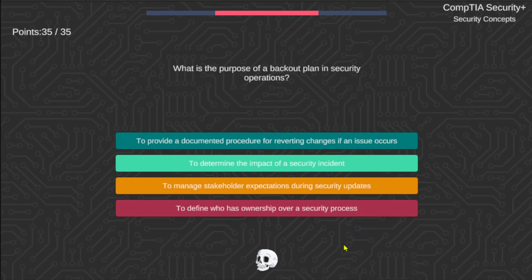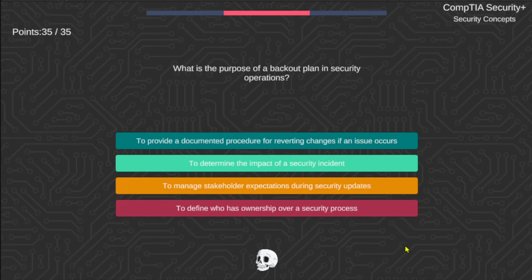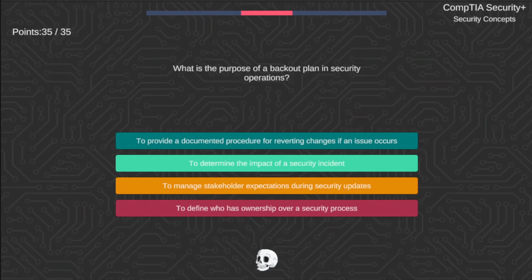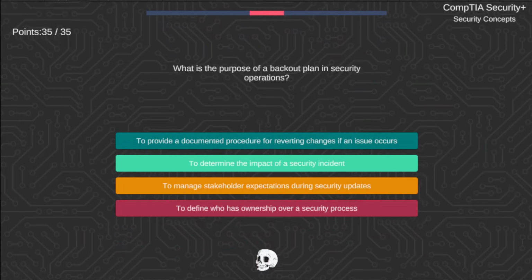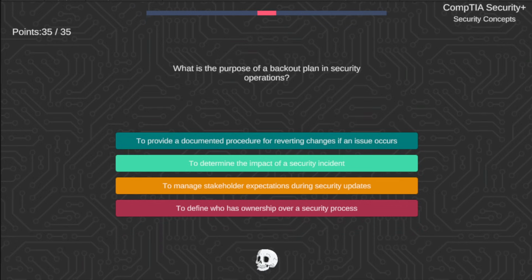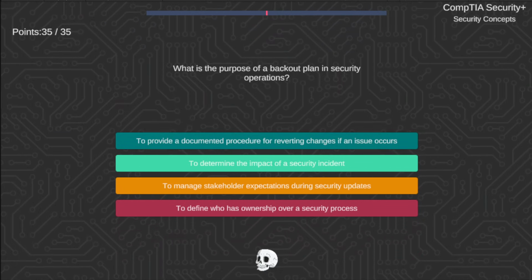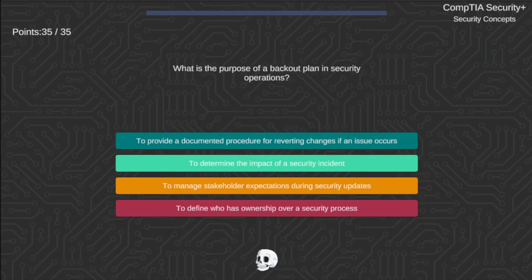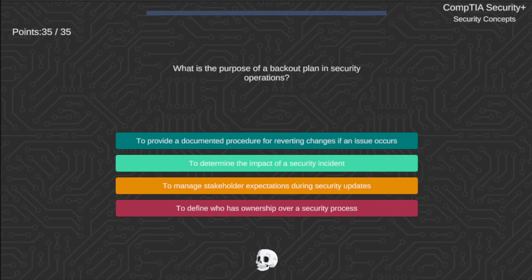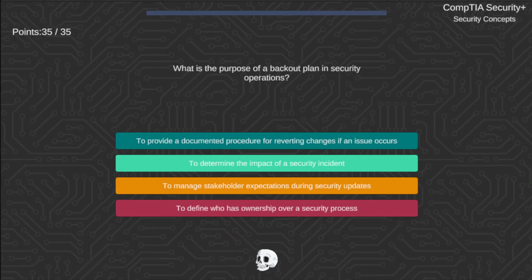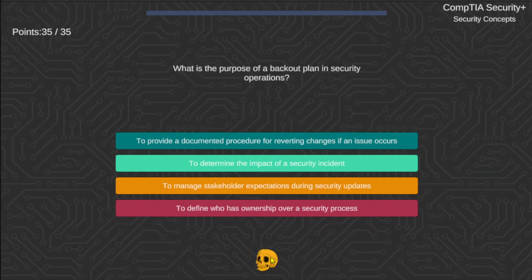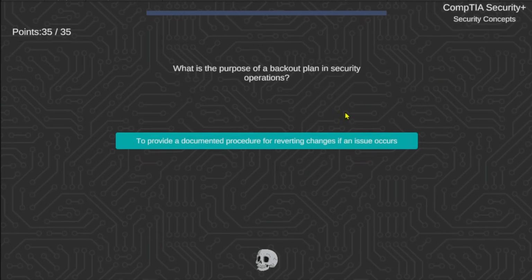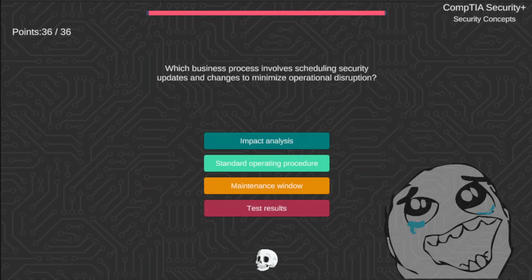What is the purpose of a backup plan in security operations? To provide a documented procedure for reverting changes if an issue occurs, to determine the impact of a security incident, to manage stakeholder expectations during security updates, or to define who has ownership over a security process. Correct answer is to provide a documented procedure for reverting changes if an issue occurs.